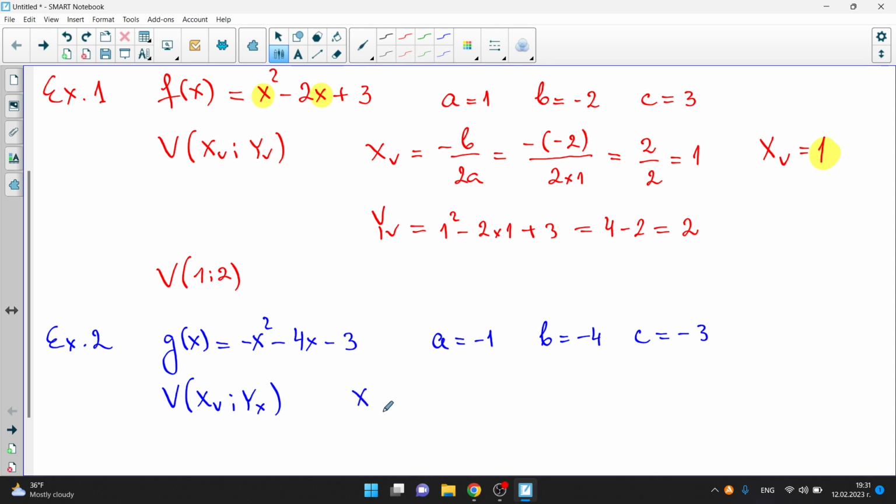First coordinate of our vertex will again be minus b over 2 times a, and in this case it will be minus minus 4 over 2 times minus 1, and this is 4 over minus 2, it is minus 2.